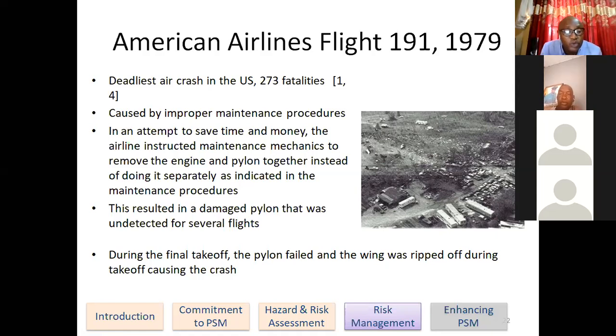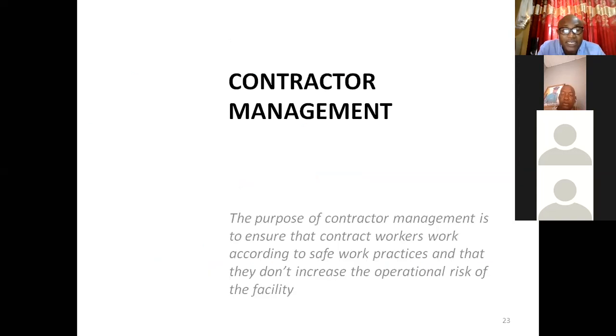By removing the two together, this resulted in damage to the pylon, which was not detected when they were removing it. They fixed it back, and during takeoff, the pylon failed and the wing of the plane ripped off, causing the crash and killing people.